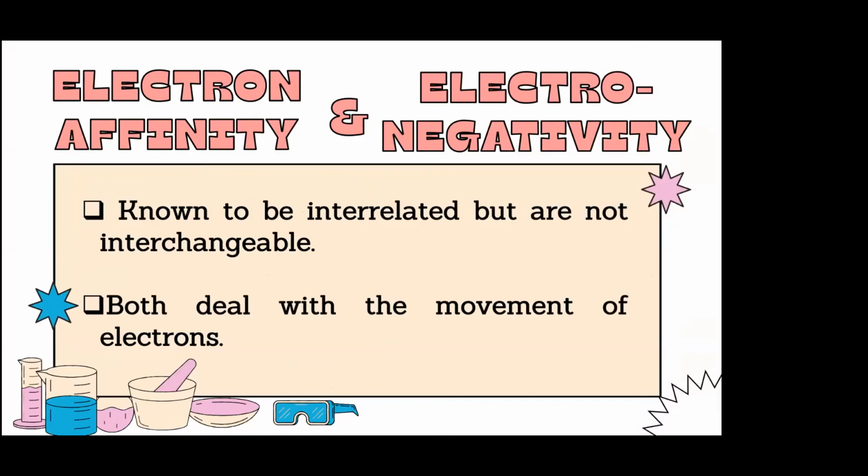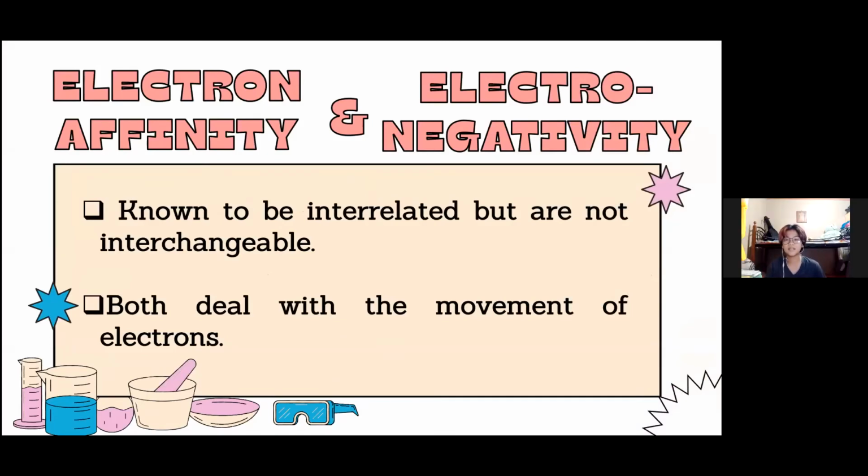Now let's talk about the differences and similarities between electron affinity and electronegativity. First, their similarities. Electron affinity and electronegativity are both known to be interrelated but are not interchangeable. Also, both deal with the movement of electrons.